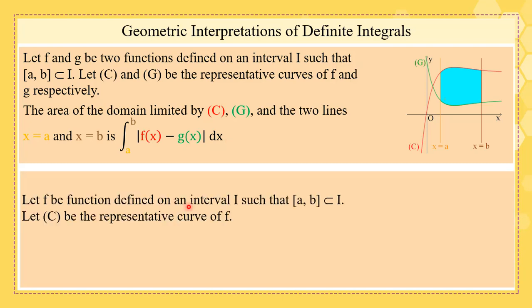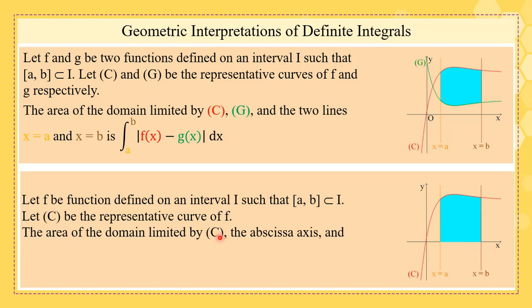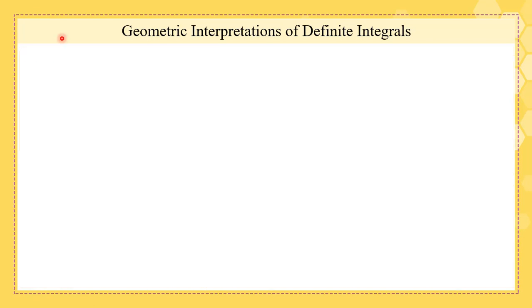Let f be a function defined on an interval I such that interval ab is included in I. Let C be the representative curve of f. This is the graph C and the x-axis and the two lines x equal a, x equal b. The area of the domain limited by C, the abscissa axis, and the two lines x equal a and x equal b is integral ab absolute value of f of x dx.